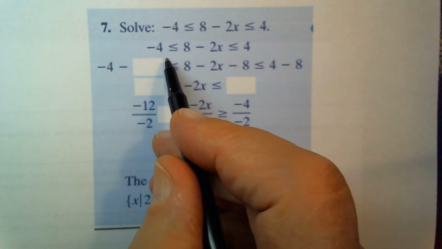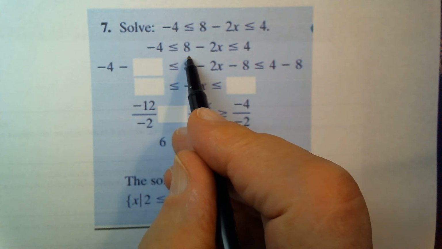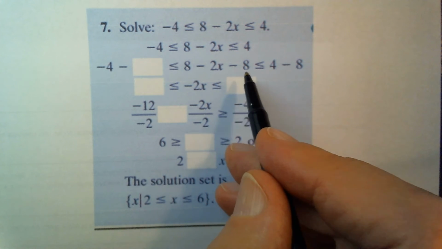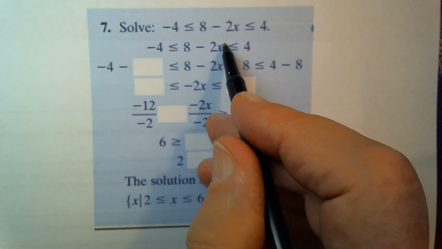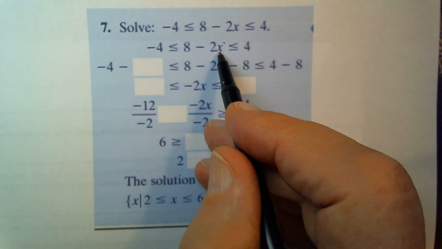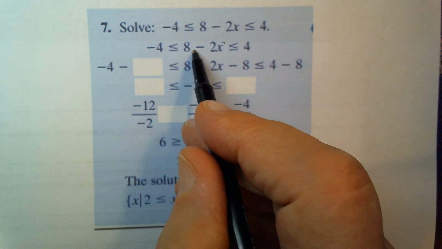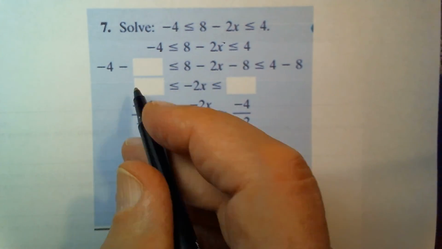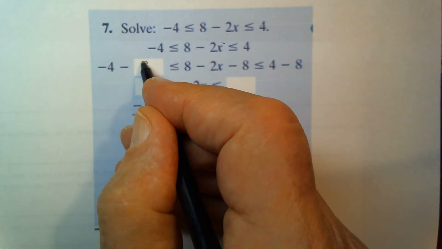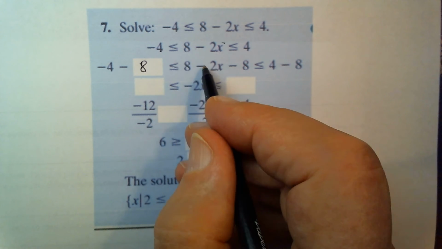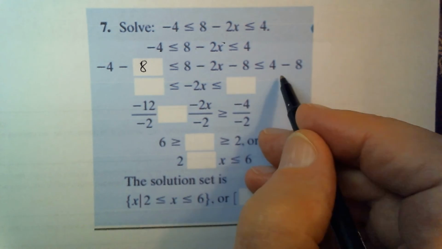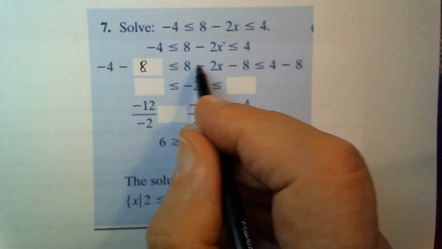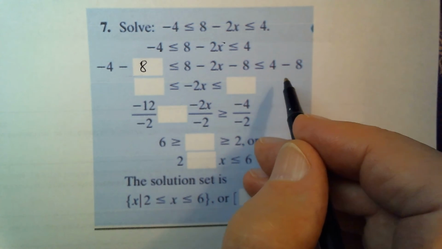So we have minus 4 less than or equal to 8 minus 2x less than or equal to 4. Now again, the idea is always to isolate the term with a variable, and then at the end the variable itself. So to eliminate 8, we need to subtract 8 in each part of these inequalities. So therefore it becomes minus 4 minus 8. And then here we have 8 minus 2x minus 8. And then on the right side, we have 4 minus 8 also. So we're subtracting 8 in each part of the inequality. That's the important thing to realize.